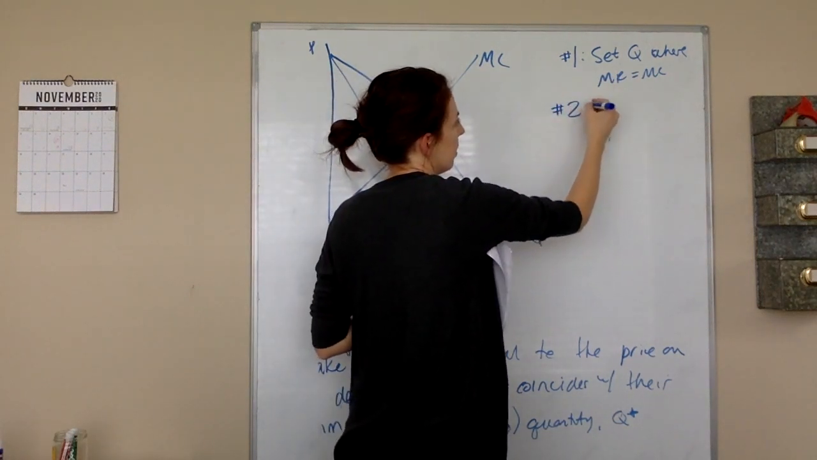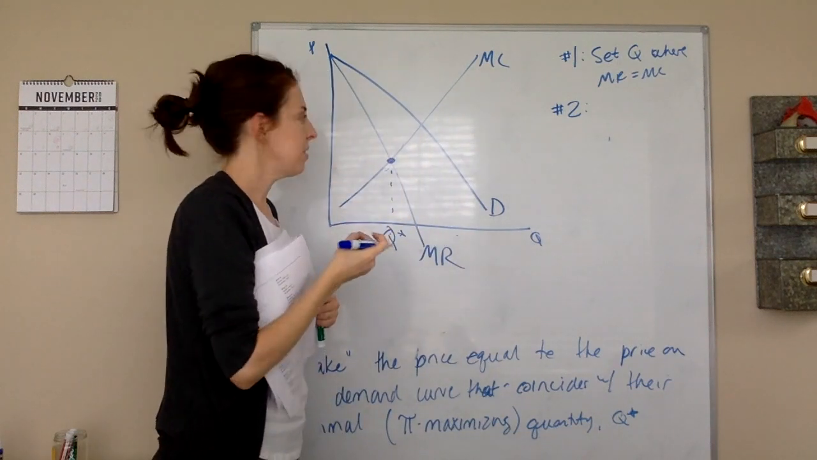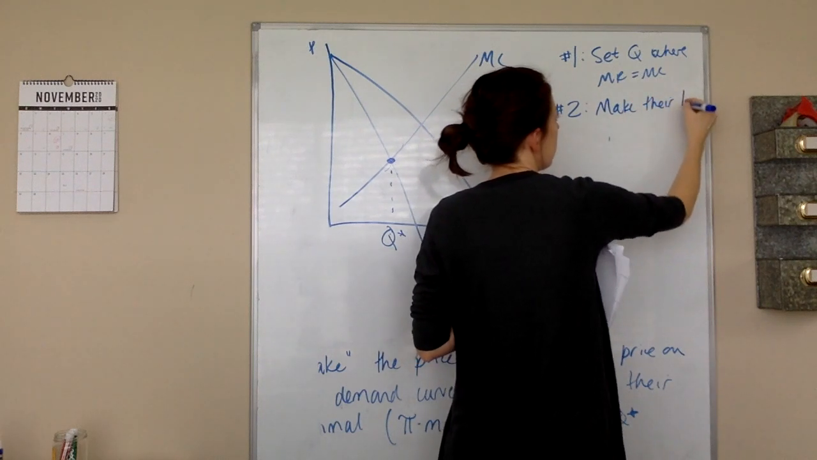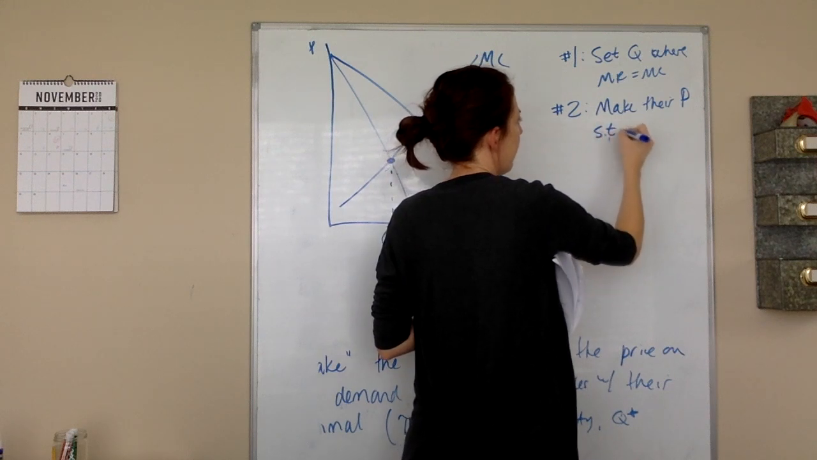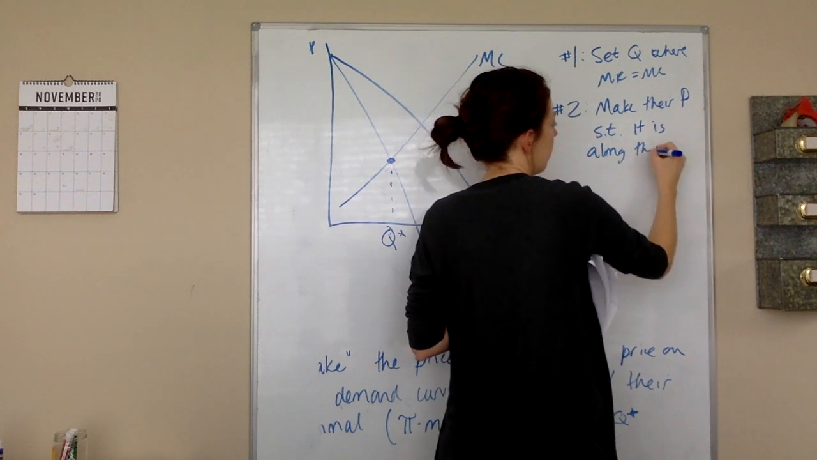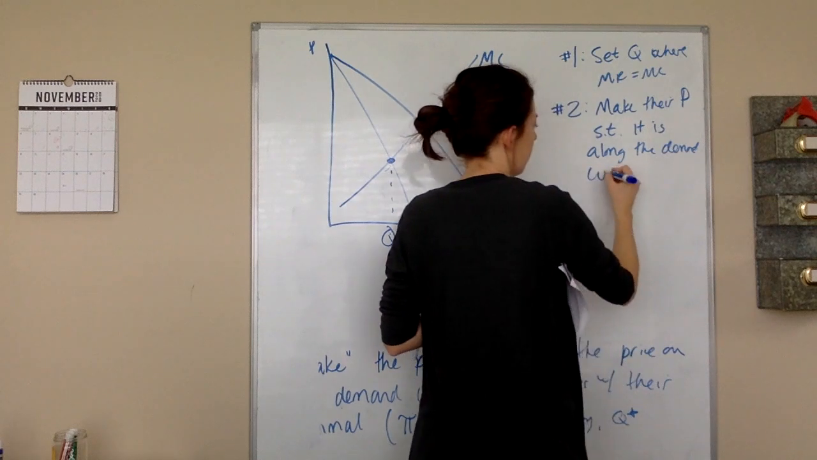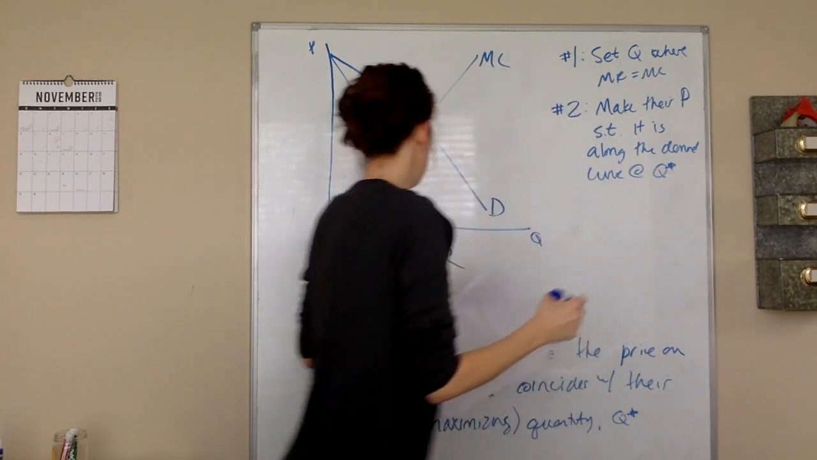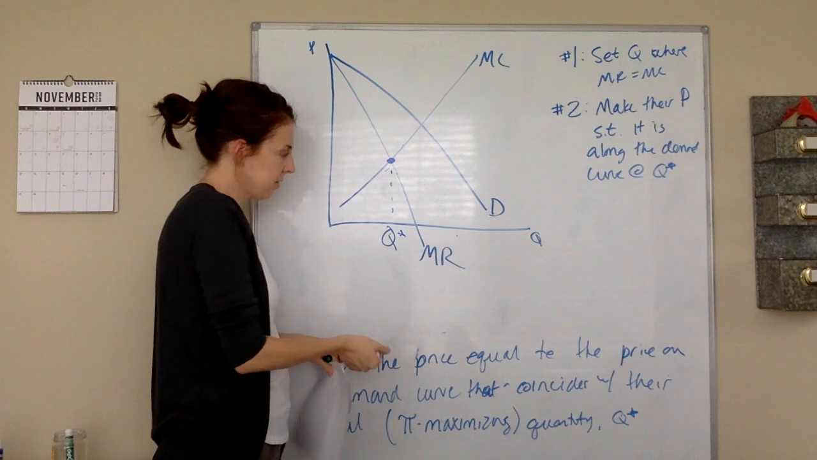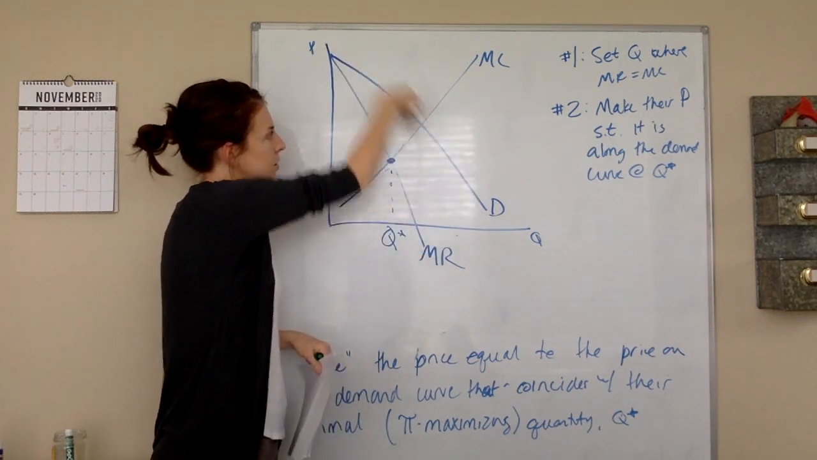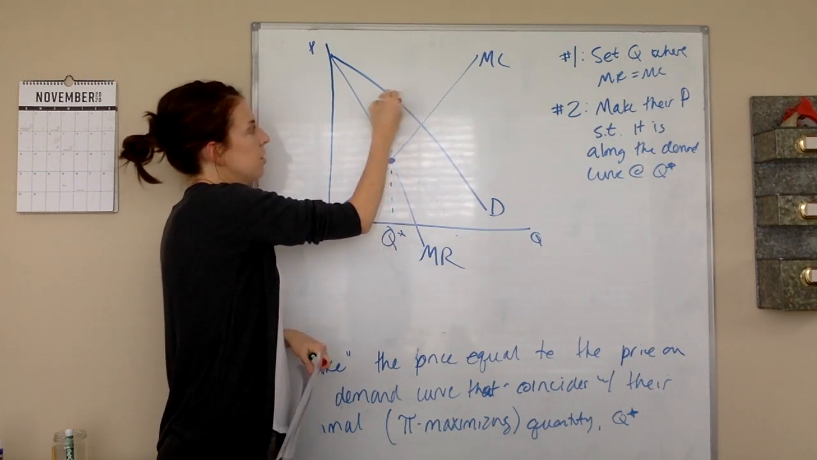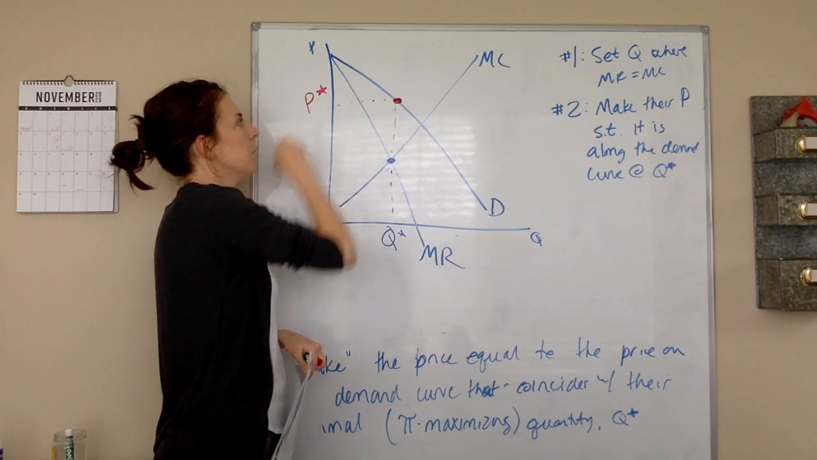The second decision that they make? The second decision relates to like where they're going to price their good at. So they're going to make their price such that it is along the demand curve at the optimal quantity. So in other words, they say, okay, here's my optimal quantity. I'm going to peg myself at that. I'm going to look at the demand curve. I'm going to say, where on this demand curve am I sitting at my optimal quantity? Well, it's right here. And so this is going to be the price that they charge for their product.